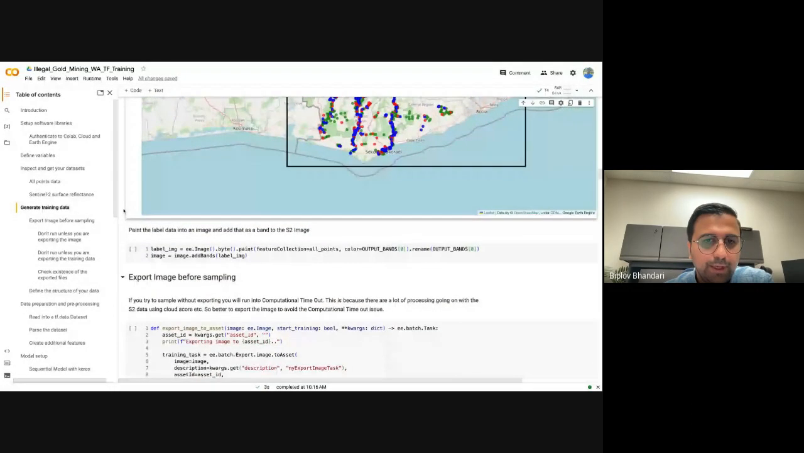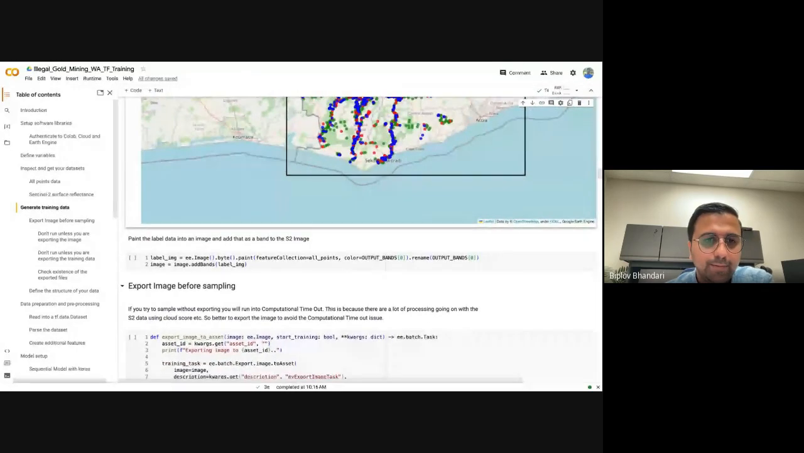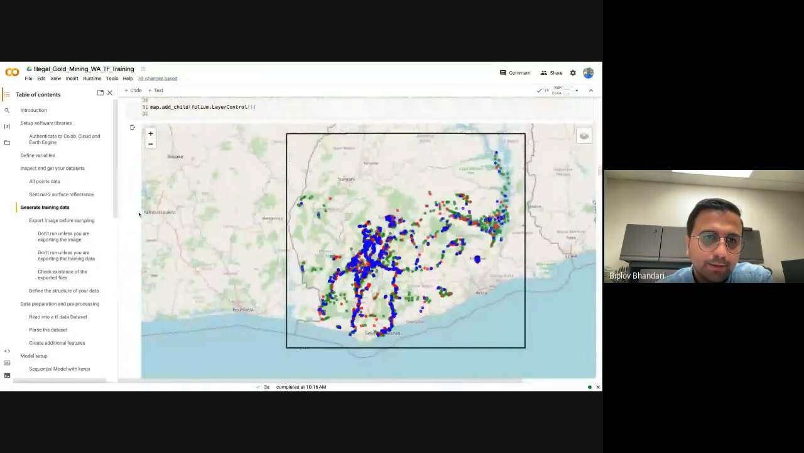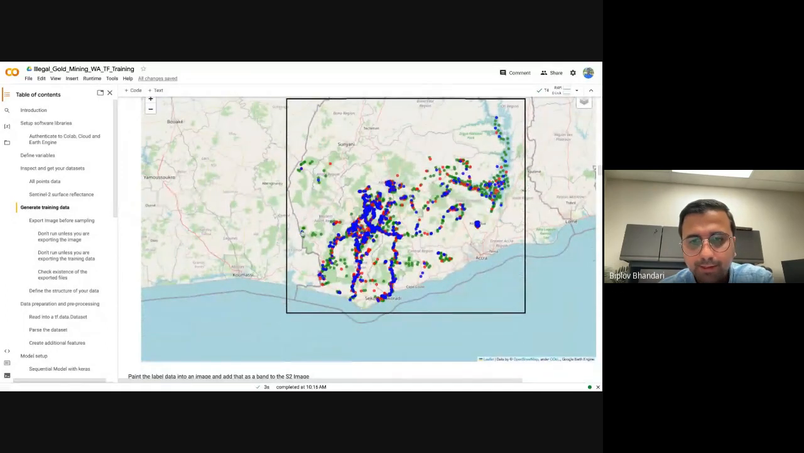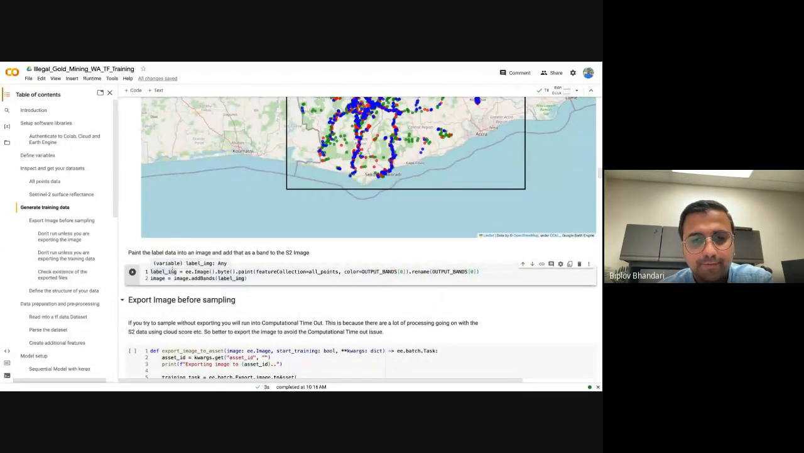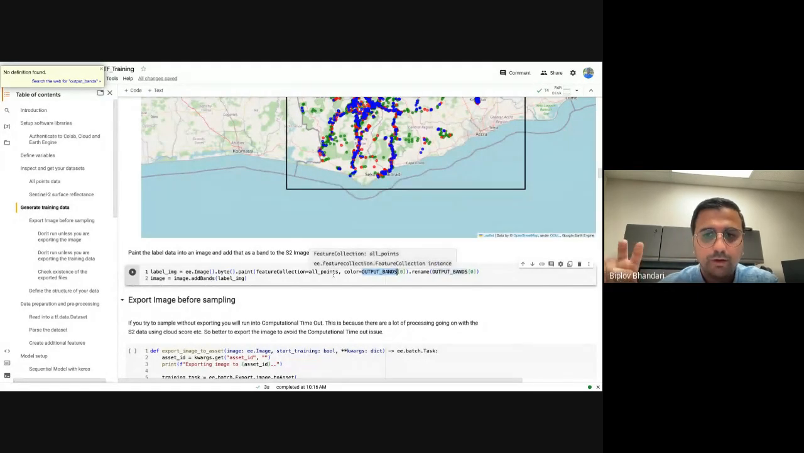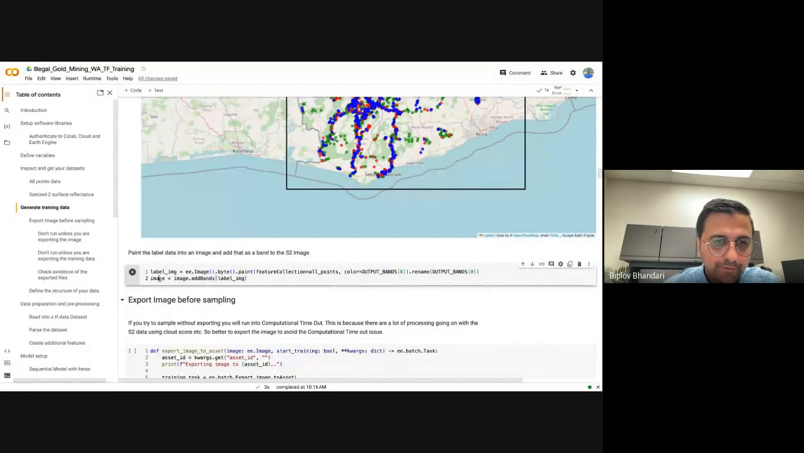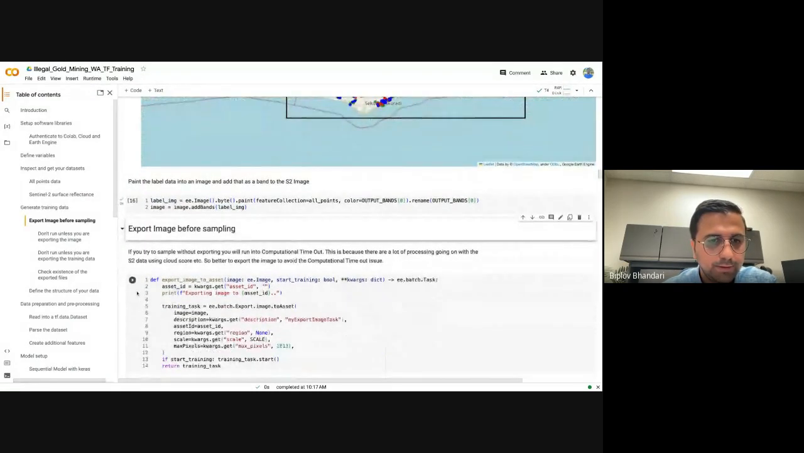Okay, so now we have all our training data and everything here. Next, because this is a feature collection, we need to find a way to convert that to an image. Here I'm just taking an empty image and then painting those points with the values coming from the mining column in our feature collection. Then our final image has the Sentinel-2, which was the previous one, and this added label image. If you run this, it runs without any error.